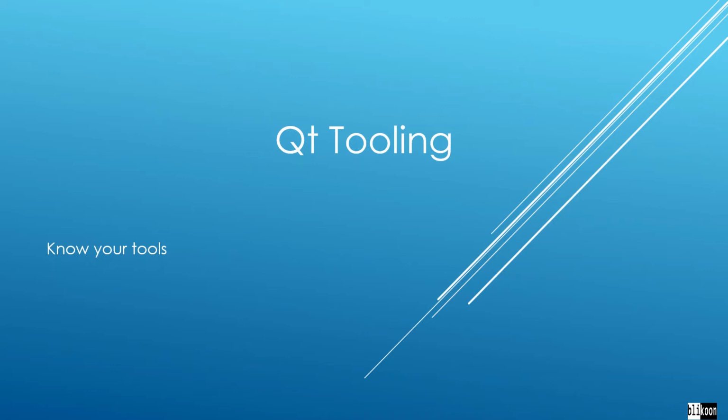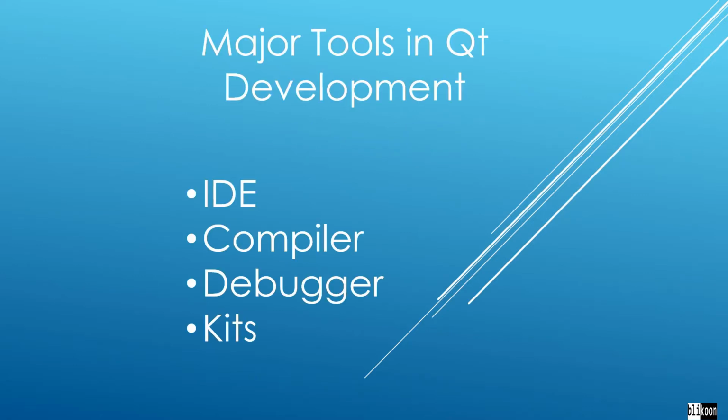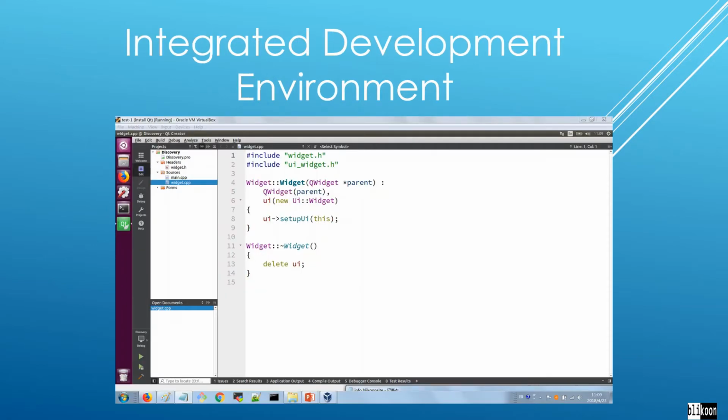In this lecture, we're going to talk about the tools you're going to need when you're building your Qt UI applications. The first thing you're going to need is an IDE. IDE stands for Integrated Development Environment. It really is a piece of software that allows you to type your code and gives you the tools to run it and see it do things you want it to do.